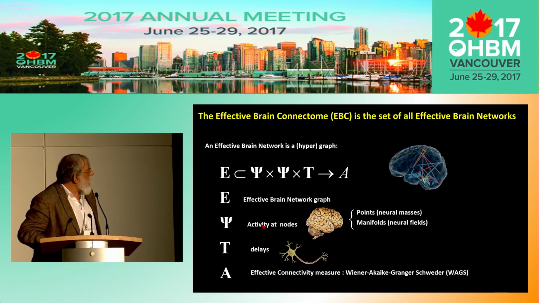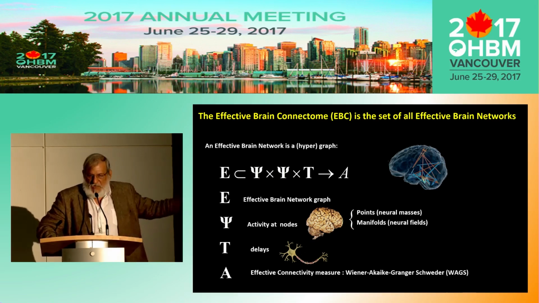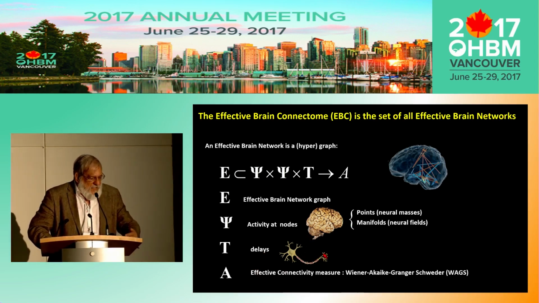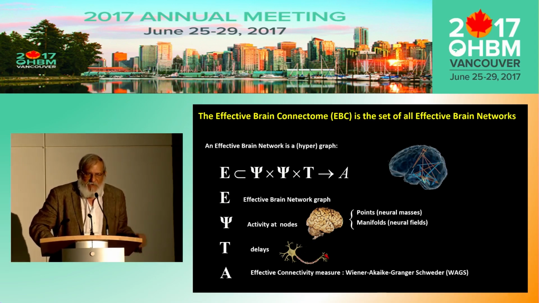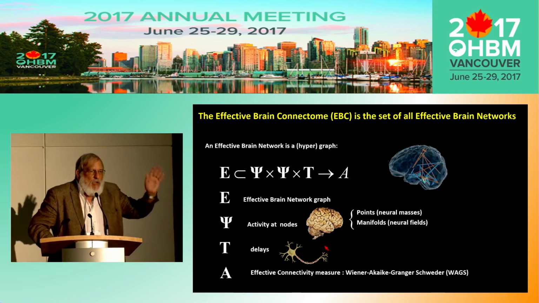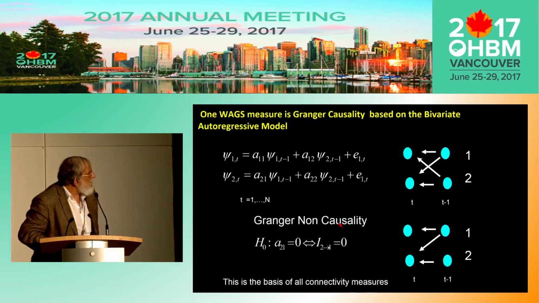We're measuring activity at nodes, which can be either points, neural masses, or manifolds. They can be neural fields. But we have delay, and this is something that the fMRI guys, since they can't measure delays very well, ignore. But we in EEG have the advantage that we can put it in. And of course, this is any of the information measures that in general were defined by Wiener, Akaike, Granger, Schreiber, and Laura has expressed it. People tend to forget some of the other guys, but they had equivalent definitions that could be traced back to the transfer entropy.